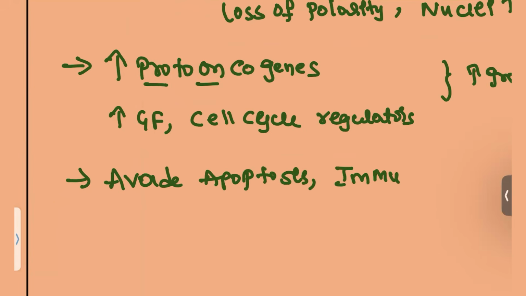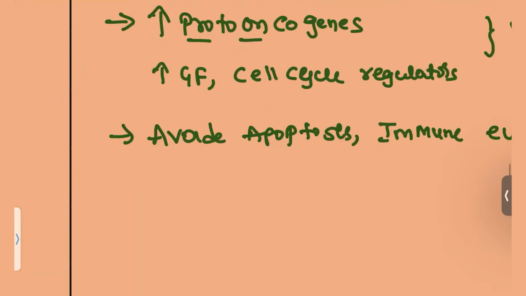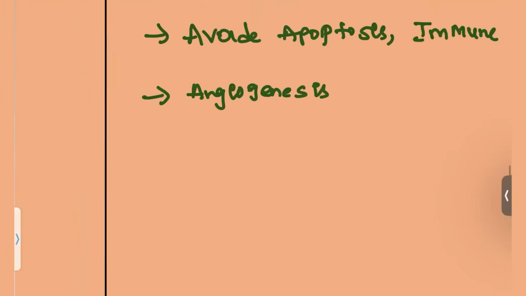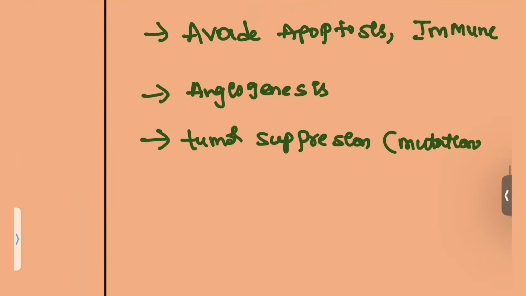You are not going to see how to react to these foreign body cells, right? Immune evasion. These are the two things. And for them they also create angiogenesis. They are also going to increase angiogenesis with the help of vascular endothelial growth factors and fibroblast growth factors. And also for them, they need the mutations of tumor suppression. Okay, tumor suppression genes are present in our body. So they are going to cause mutations in these particular tumor suppression genes.